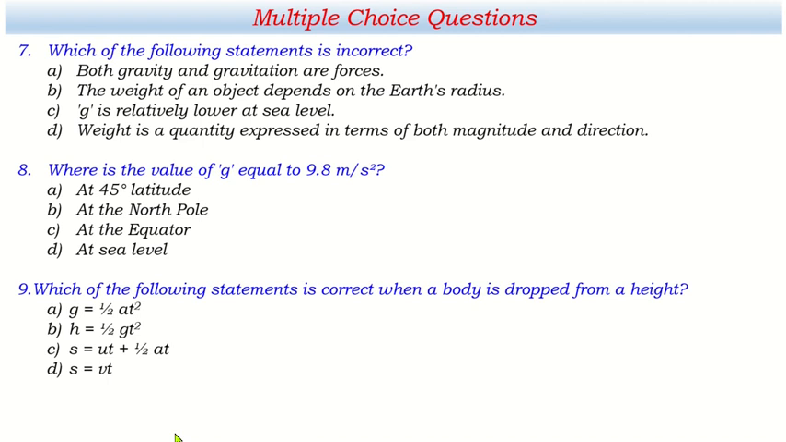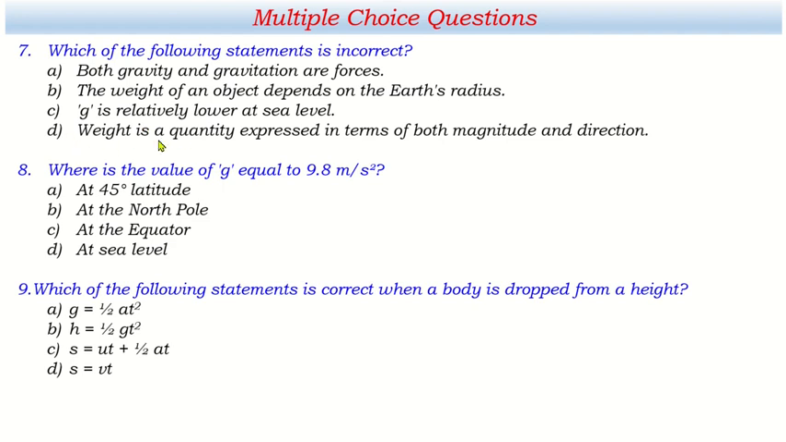Both the gravity and gravitation are forces. Yes, this is a correct statement, but here we have to find out the incorrect statement. That's why A is not the correct option. The weight of an object depends on the earth's radius. Yes, this statement is also correct, not incorrect. G is relatively lower at sea level. No, G is relatively greater at sea level. This is the incorrect statement. That's why it seems to be correct.